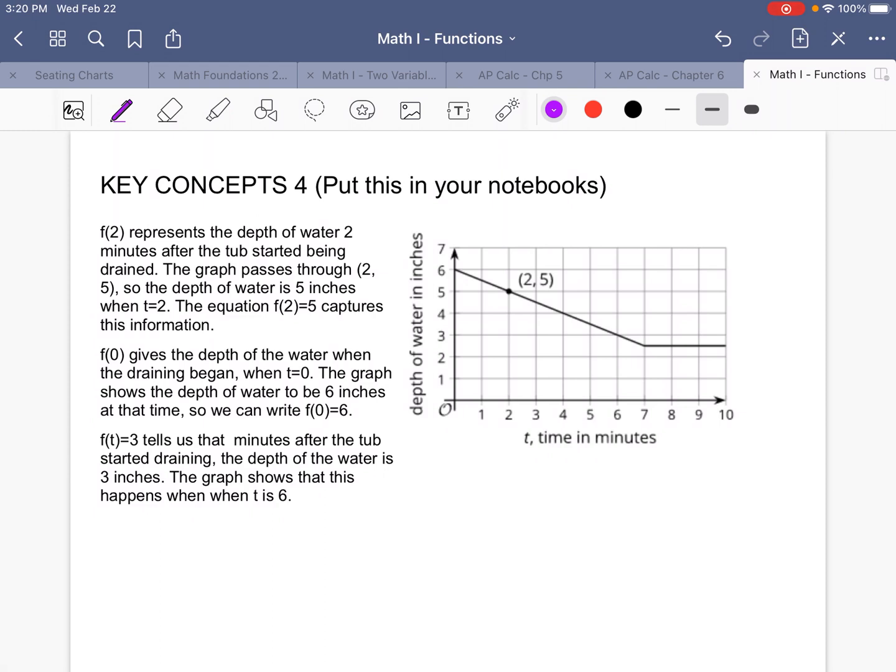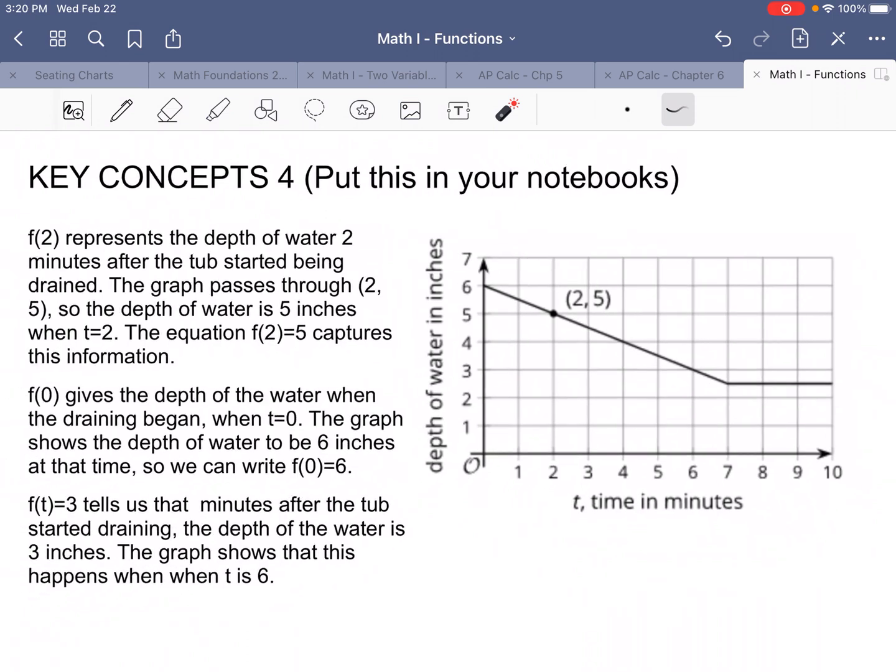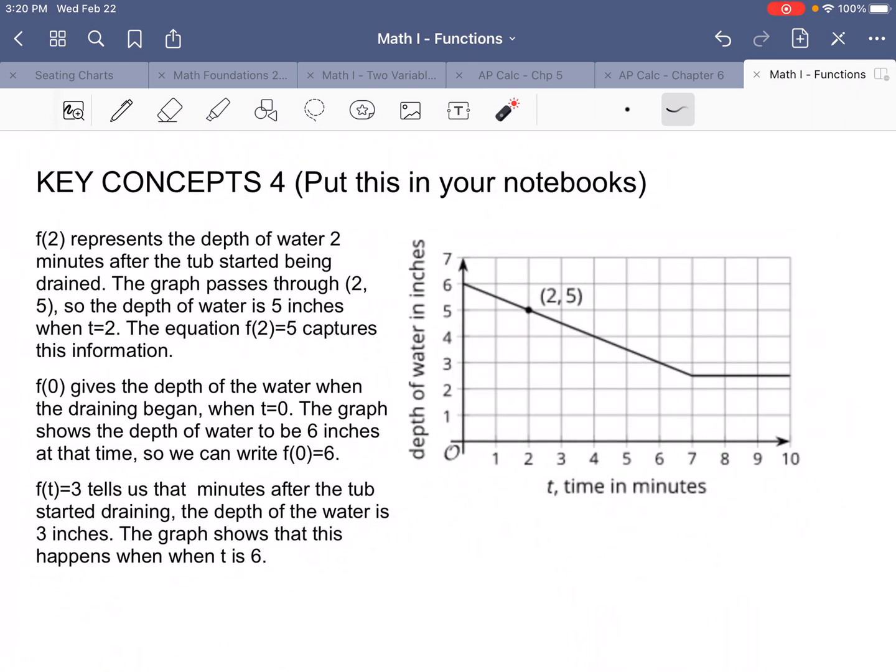Now, F of 0, that's our starting depth. That's how much water was in the tub at the beginning of when we started measuring, so when t equals 0. Looking at the graph, we can see that's 6 inches of water. So we can write f of 0 equals 6, or the depth of the water after 0 minutes was 6 inches.